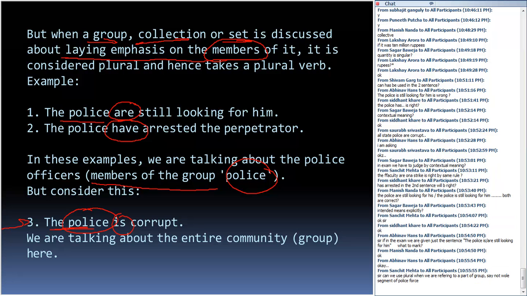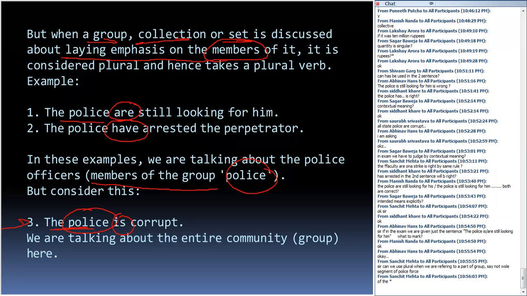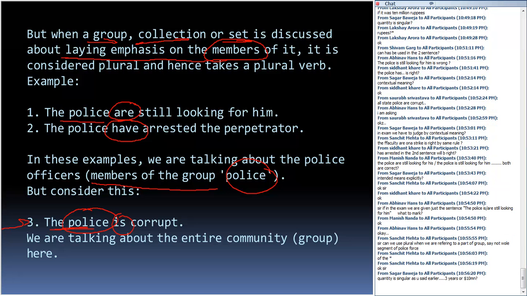Sanchit, can we use plural when we are referring to part of the group? Why not? The part of the group can contain more than one person. Okay, Sanchit?